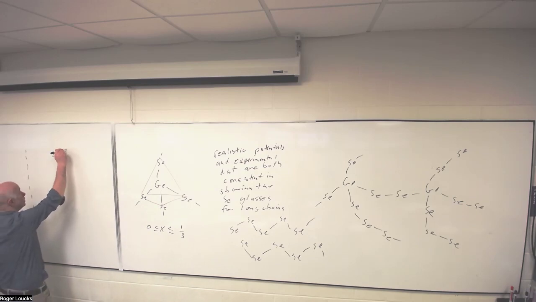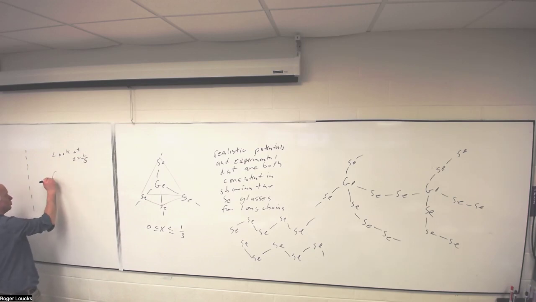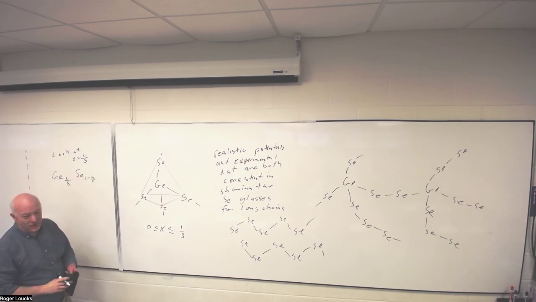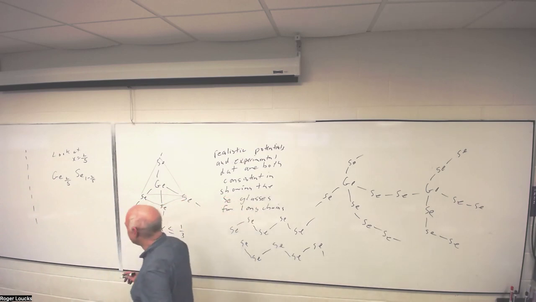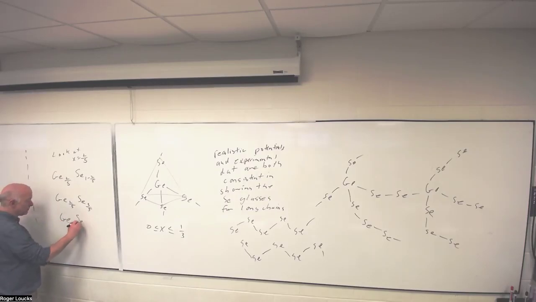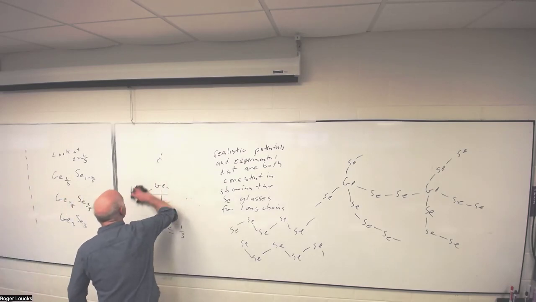So look at X equals 2/5. Now we get Ge2 Se(1 minus 2/5). Okay, 1 minus 2/5 is what? 3/5. I'm so glad I can do fractions. Okay. This is Ge2Se3. These are a little more fun.